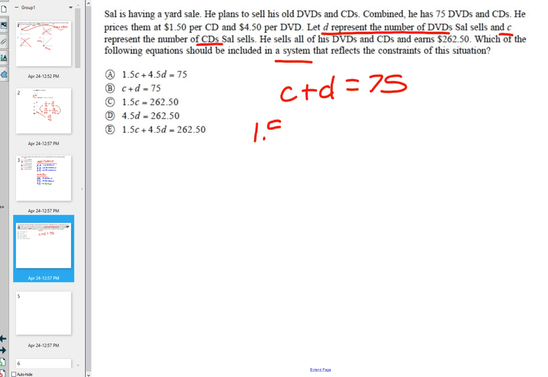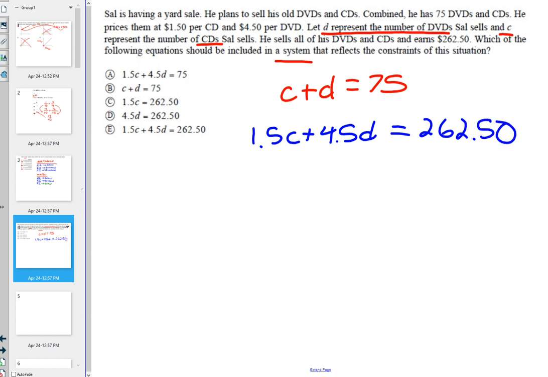150. So I can put 1.5 or 1.50. Looks like here they put 1.5. Change the color. 1.5C plus DVDs are 4.5D, and in total, how much is he going to make? 262.50. And they want to know which of these should be included.